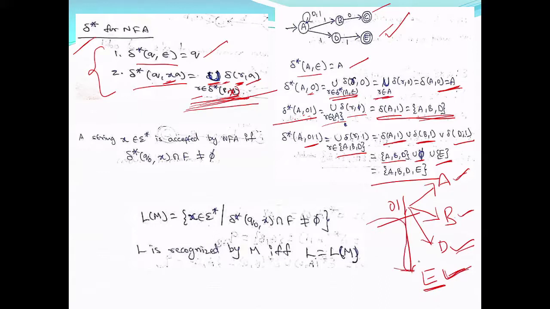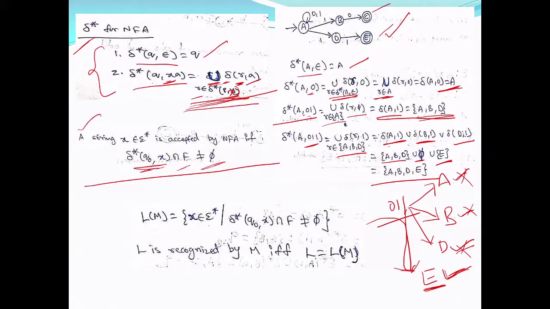So if it takes this choice, it will end up in E, and because this is a final state, even though these are not accepted, we don't mind. But because we are in E, one of the final states, our string is accepted. That is how I have defined the acceptance of a string in NFA. A string x is accepted by NFA if delta star of q0, the initial state, and string, intersection F, that means in F there must be at least one state in this set. Then if it is not equal to phi, your input string is accepted.